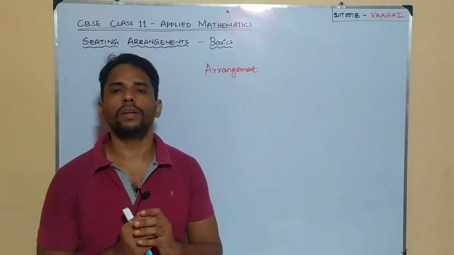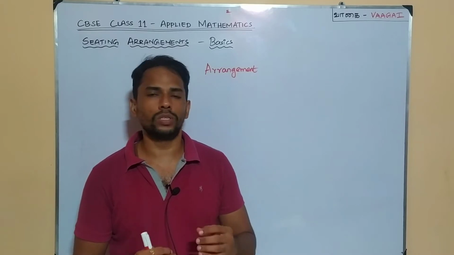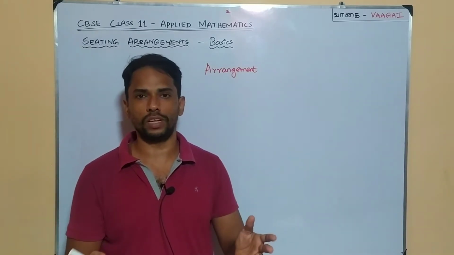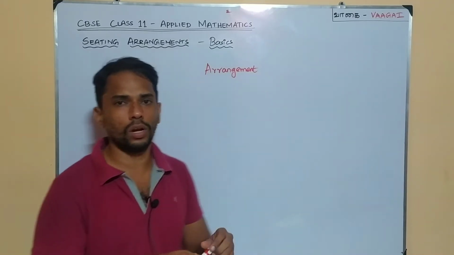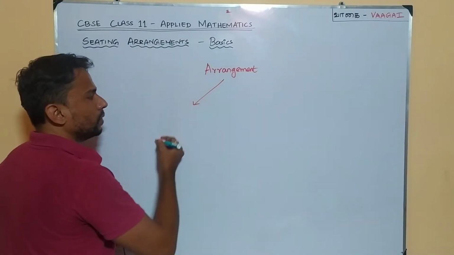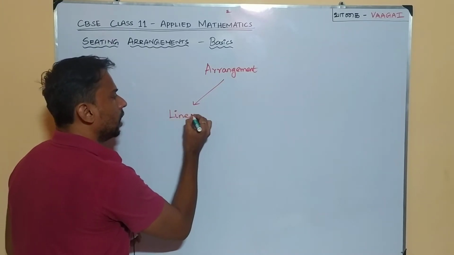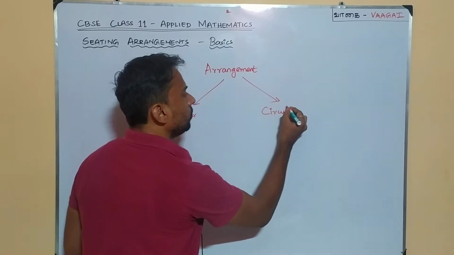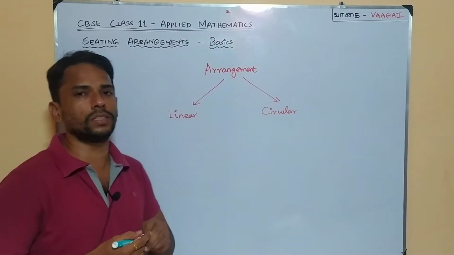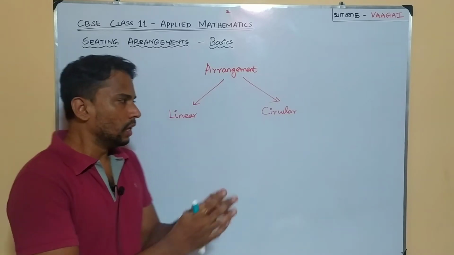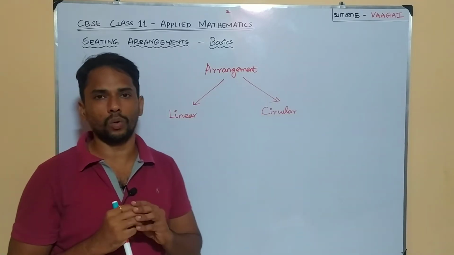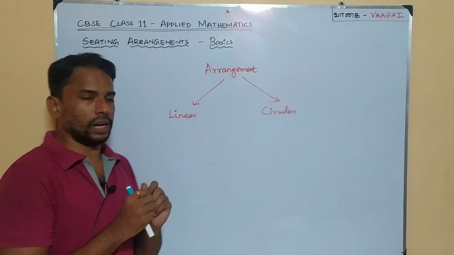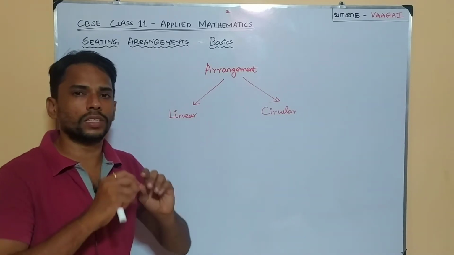Next, you can expect seating arrangement questions to be asked in two different categories. The first one is linear arrangement, and the other one is circular arrangement. You can have your puzzle in these two different ways, linear and circular. Let's see what this linear arrangement is first. From the name itself you can understand it: linear means a straight line.